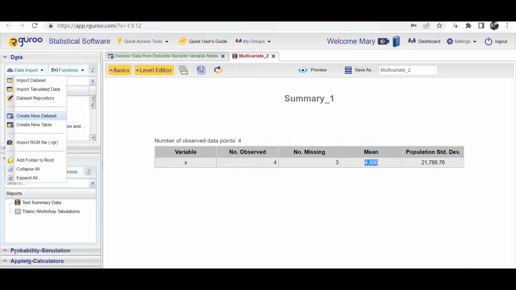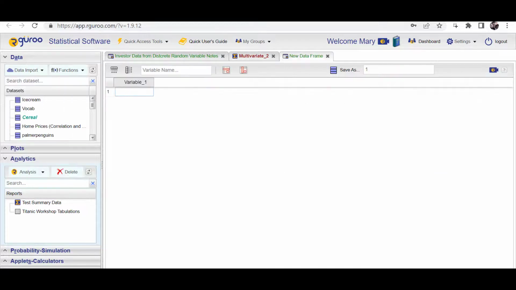Okay, so if you've unpaused the video, I'm creating a new data set. Variable 1 is X. Variable 2 is P of X. And then this time I have 1, 2, 3, 4 rows, and so we have 0, 1, 2, and 3 for errors.